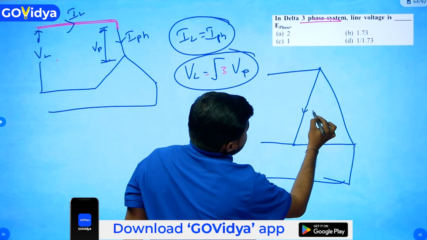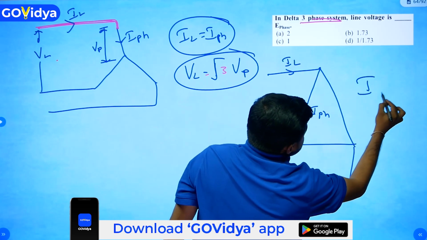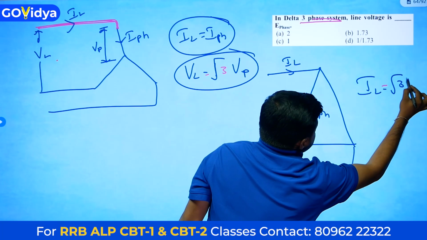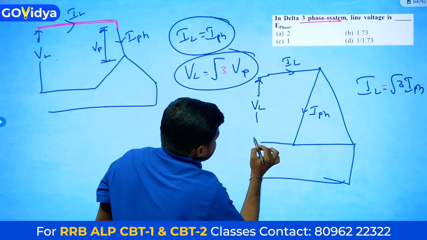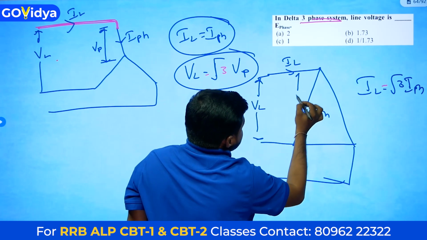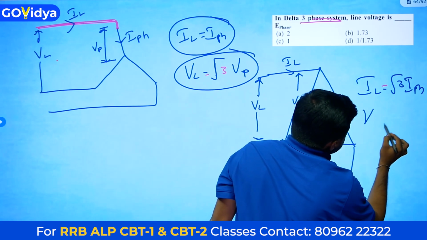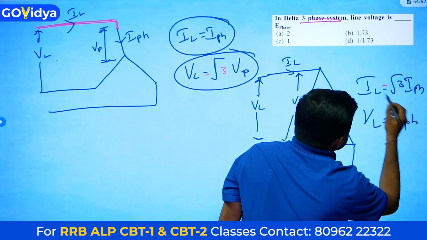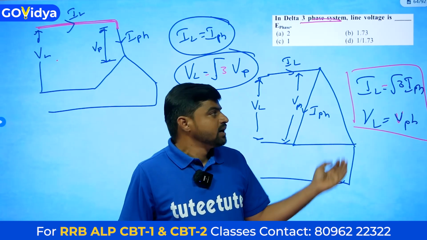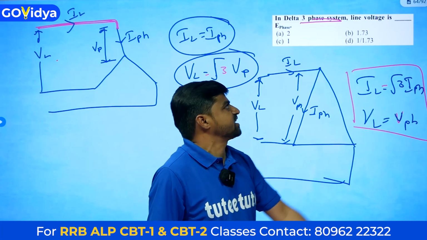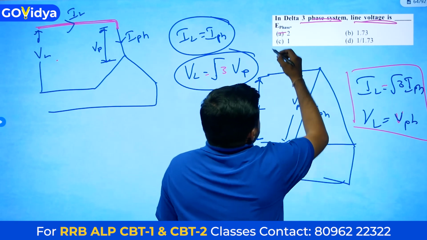let us say this is the phase current. This is the line current. Line current is equal to root 3 times phase current. This is line voltage VL, this is phase voltage V phase. Here line voltage is equal to phase voltage. In delta connection, line voltage is equal to phase voltage, but line current is equal to root 3 times phase current. In the question they are asking line voltage is equal to phase voltage, so 1 will come.